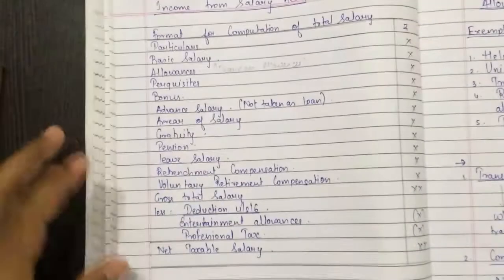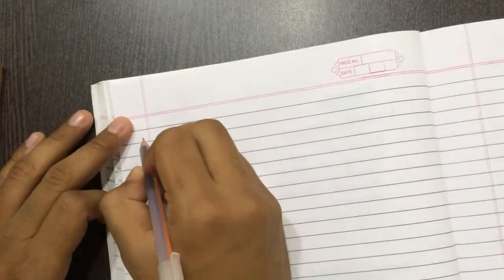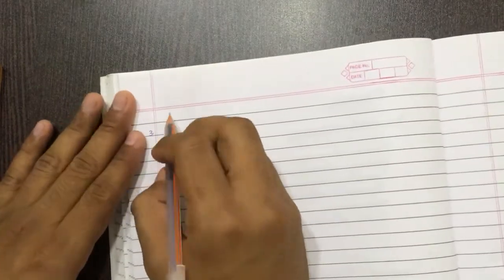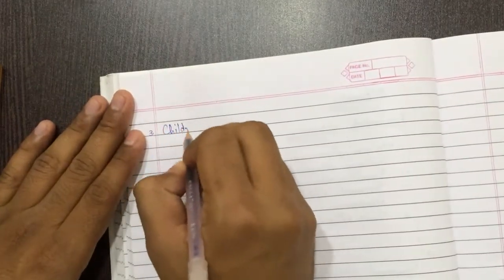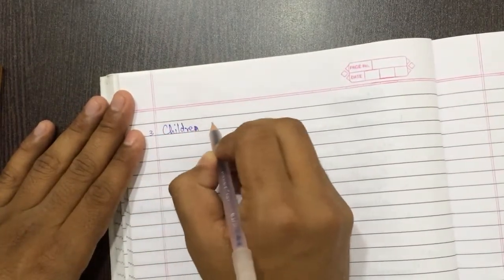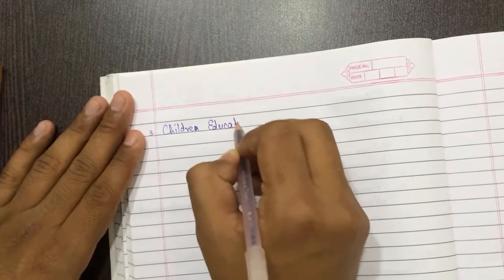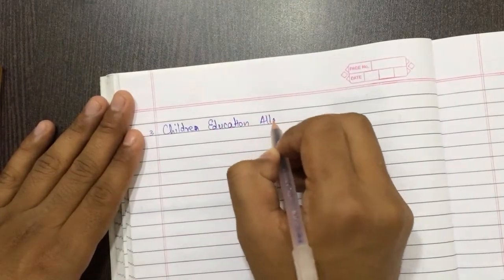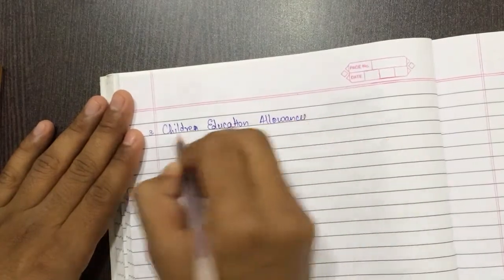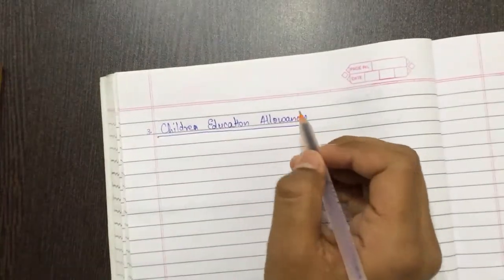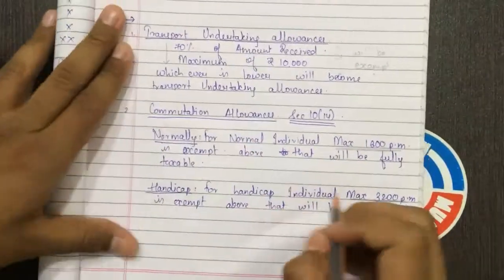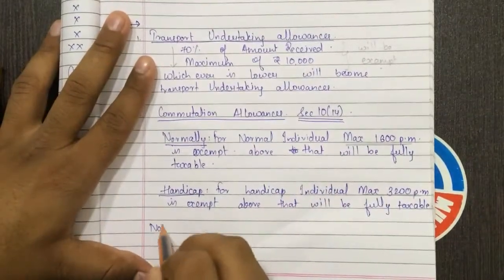Moving on to the other part. Third, children education allowances. Okay, I forgot to tell you something over here. Commutation allowances. Write a note over here.